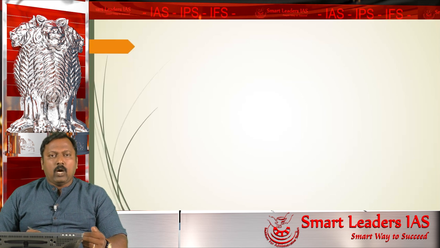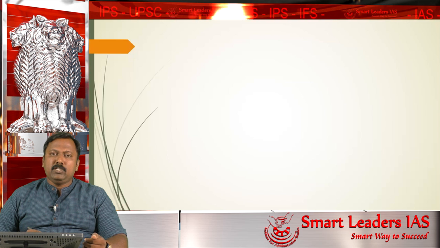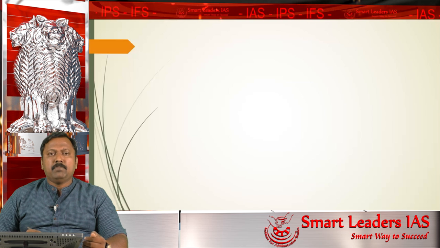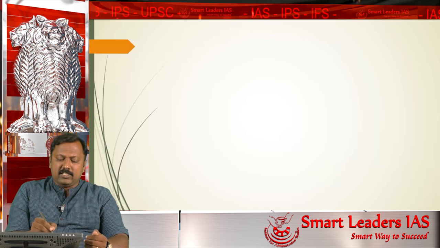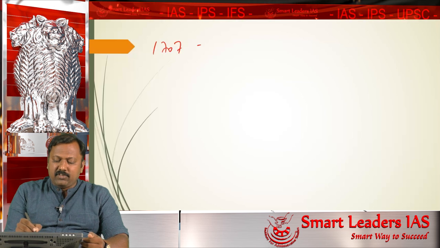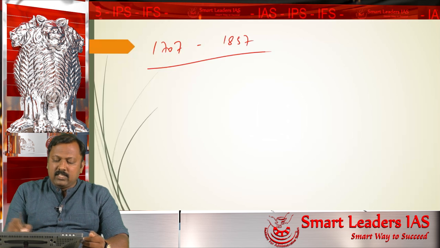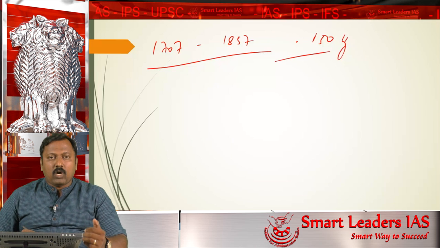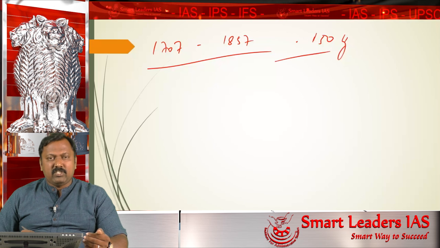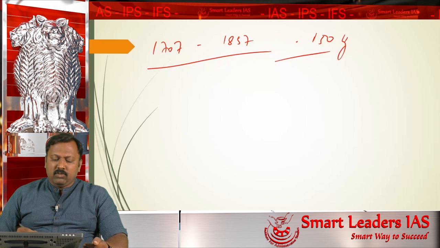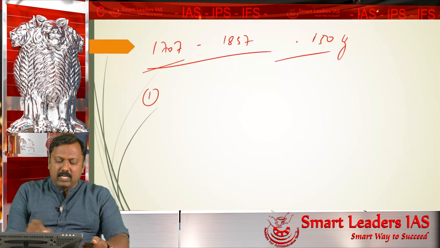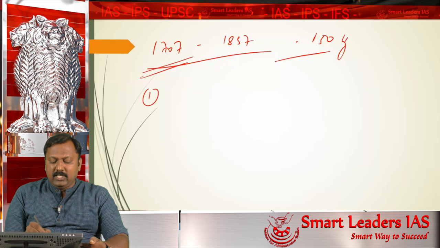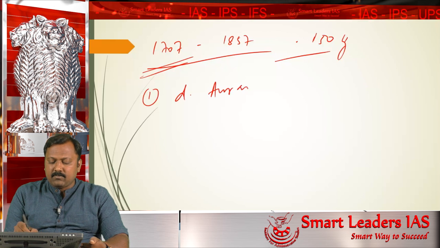This is an outline of modern Indian history. I will not be doing all the aspects in detail. It is just a bird's eye view. We start from 1707 to 1857, these 150 years, and we will see what happened in India under British rule in sequence. The first important event, in 1707, is the death of Aurangzeb.